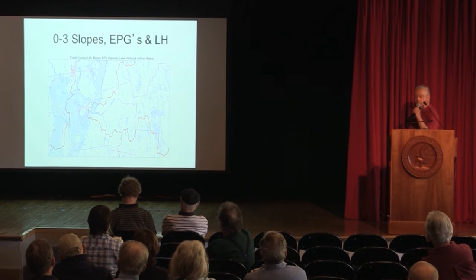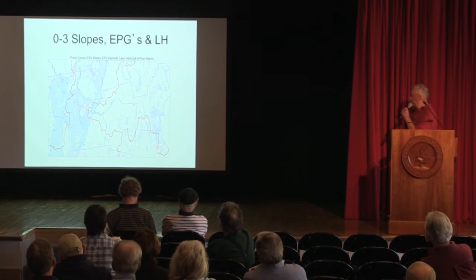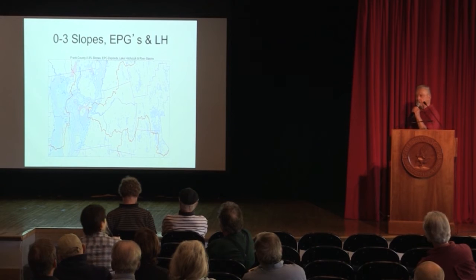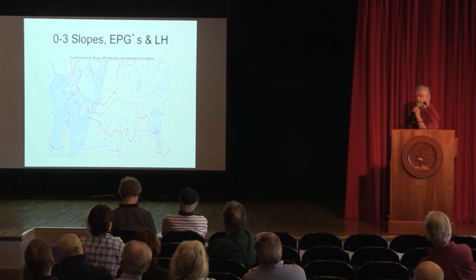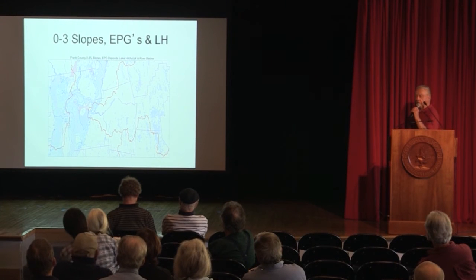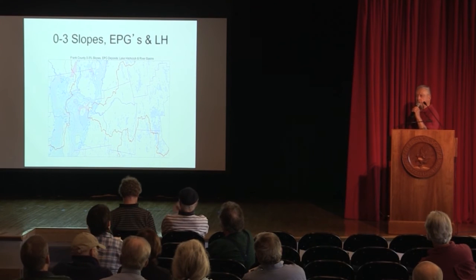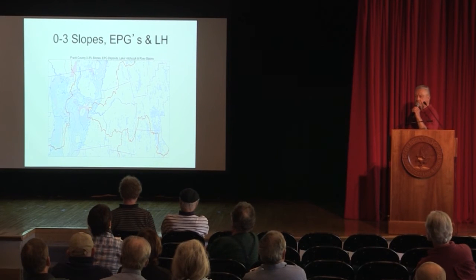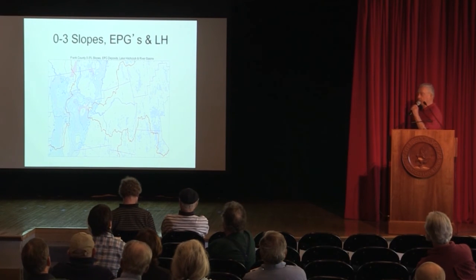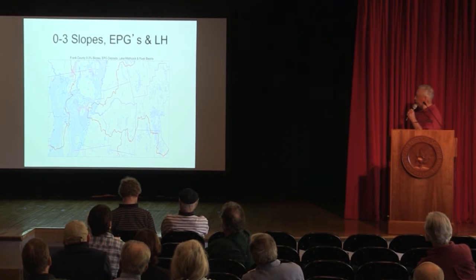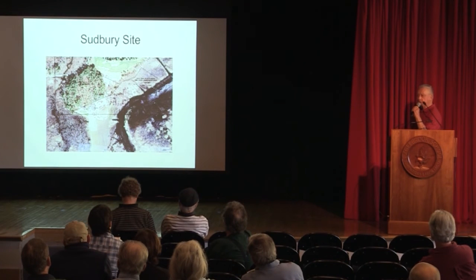I don't know if you can see some of the data quite well enough, but to the left is the flat area within the North Quabbin area. And to the left, you see the Connecticut River Valley, the early post-glacial deposits, and the lake outline. Next slide. Could I have the next slide, please?